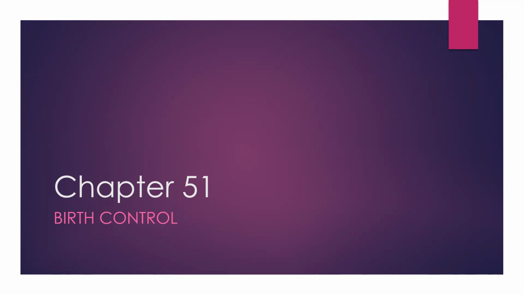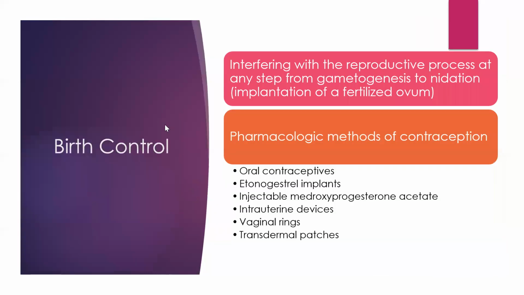So when we're talking about birth control, we're talking about anything that can interfere with the birthing or the reproductive process, right? So pharmacologically, we're going to talk about oral contraceptives. There's also implants we're going to talk about. There's injectables, there's intrauterine devices, there's even transdermal patches. So when we're doing anything birth control, we're interfering with that reproductive process anywhere from the gametogenesis to nidation, which is when we actually have the implantation of the ovum.